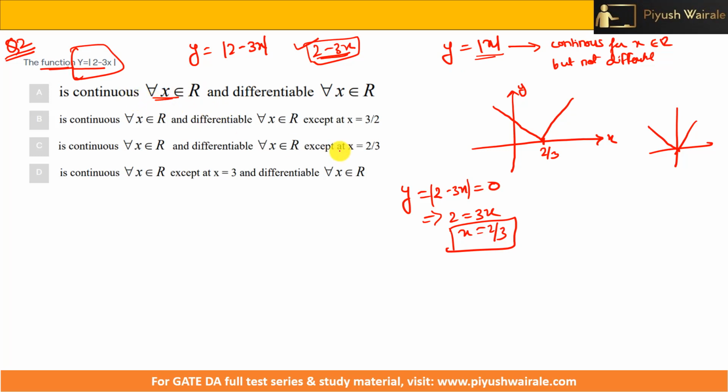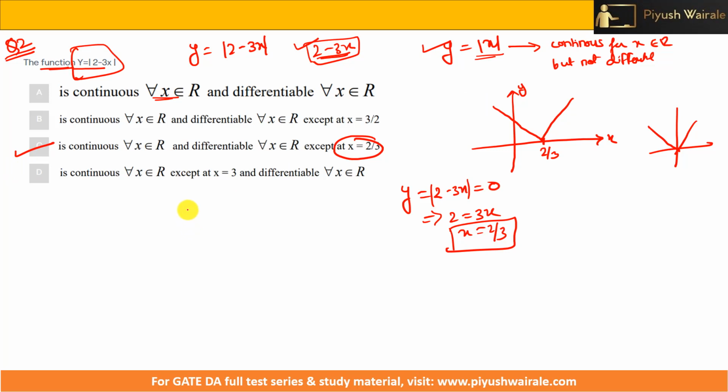But it is not differentiable at x equals 2 by 3, right? That is, here you can see a sharp corner is there, right? Sharp corner, right? So only option C is correct. By looking at this particular graph or function, we can say it is continuous for all x belonging to R, right? But whether it is differentiable or not. Since mod of x is not differentiable at x equals 0, this will not be differentiable at x equals 2 by 3. So directly we can conclude this because we already know this concept, right? So I can say option C is correct, right?